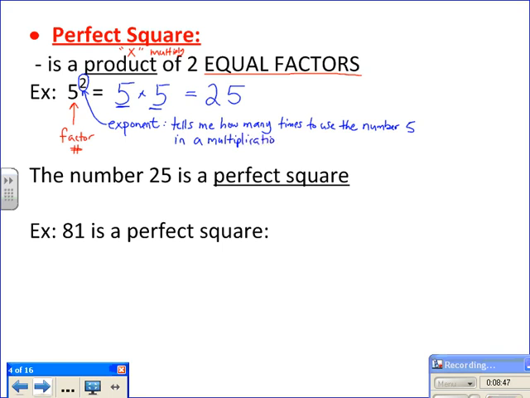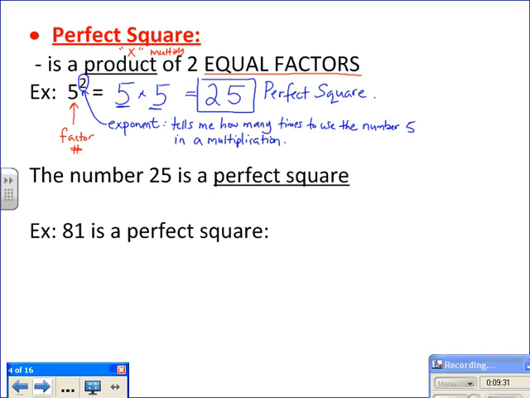However, if this number was something other than a 2, say it was a 5, the exponent 5 tells me to use the number 5, 5 times. So 5 times 5 times 5 times 5 times 5. And that will give me a number which is the product of using that factor 5 times. So when we use a multiplication to find the square of a number, 5 times 5 gives me 25, this number that I get is called a perfect square. It's perfect because it's exactly equal to 5 multiplied by itself.